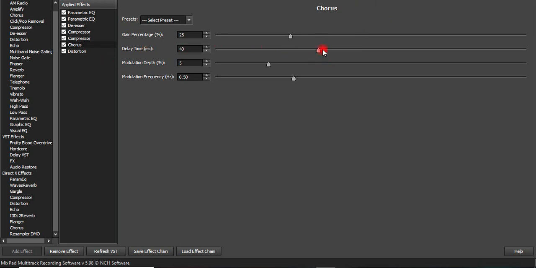This depends on the voice and the speed of your beat. So yes, then I went to my modulation, which I decided to put at 5%. Then my frequency, again, I put it on 0.50%.